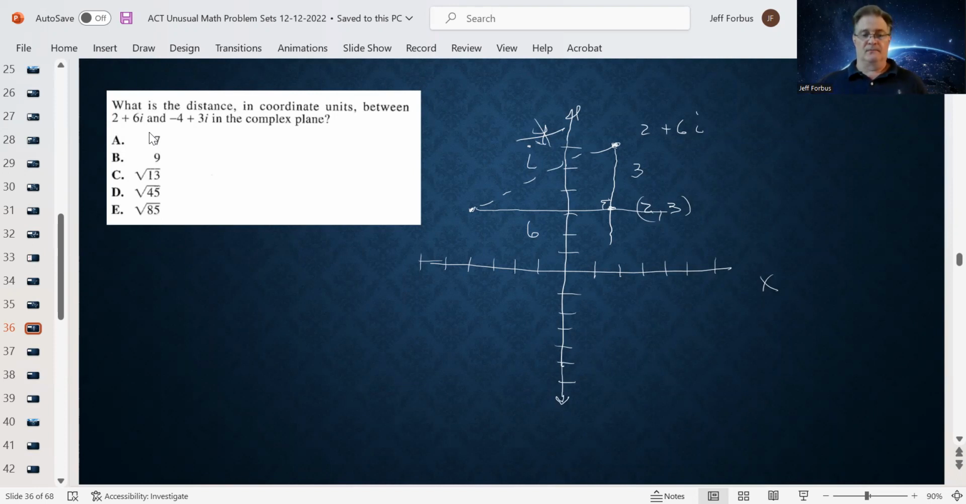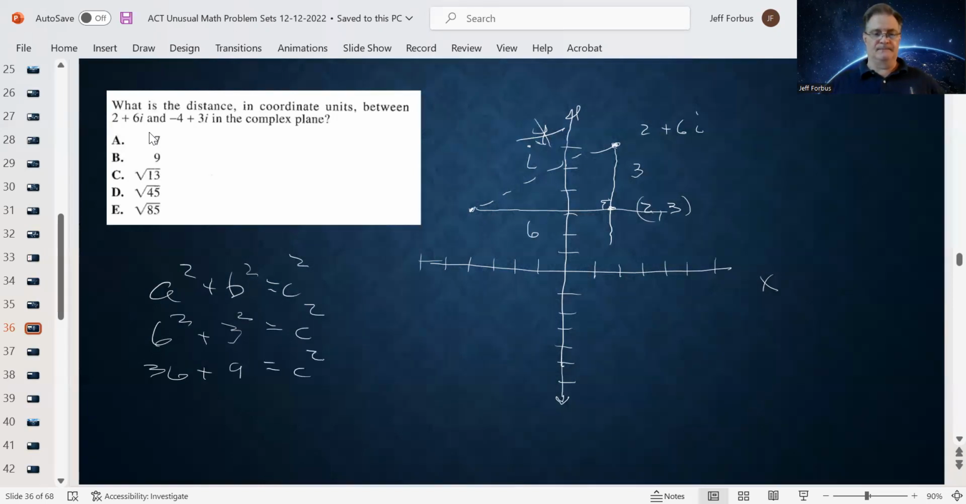Well, I just set this up as a right triangle. So now we can use Pythagorean's theorem. A squared plus b squared is equal to c squared. 6 squared plus 3 squared is equal to c squared. 36 plus 9 is equal to c squared. 45. 36 and 9 is 45. It's equal to c squared. So the square root of 45 is going to be equal to c. Hence, answer choice D.